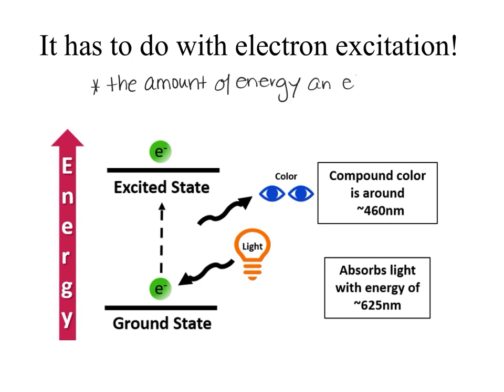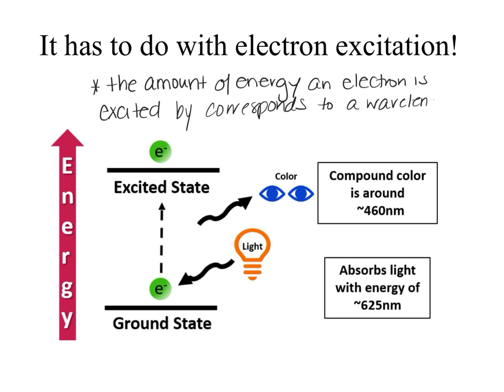So that what we see here is that the amount of energy an electron is excited by corresponds to a wavelength of light. And if it's visible light, that's what we're able to see.